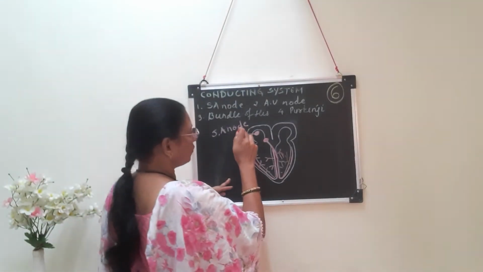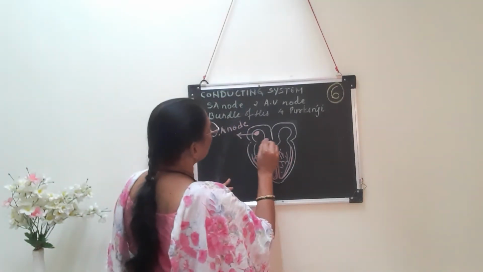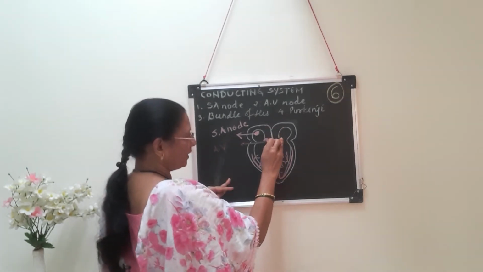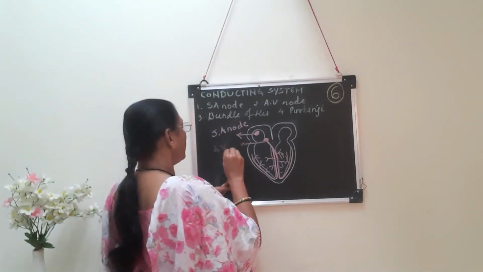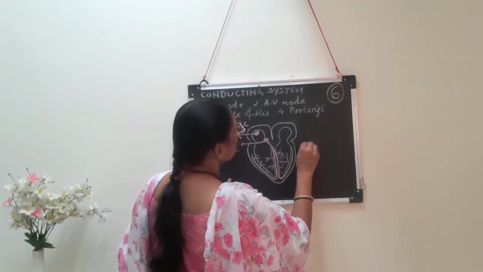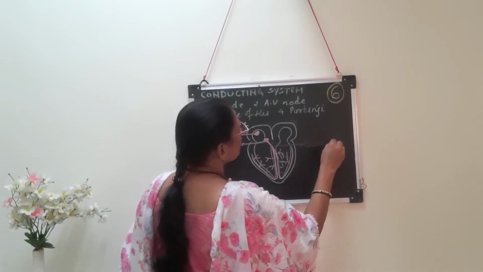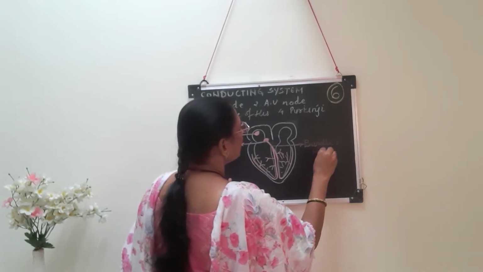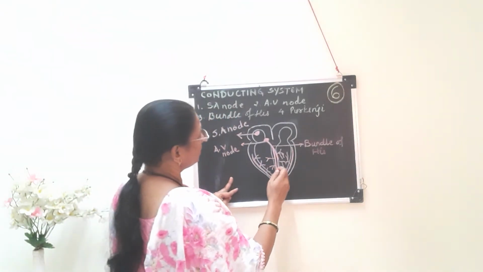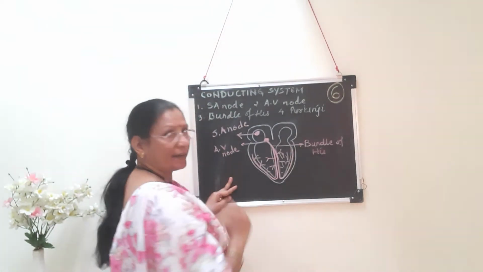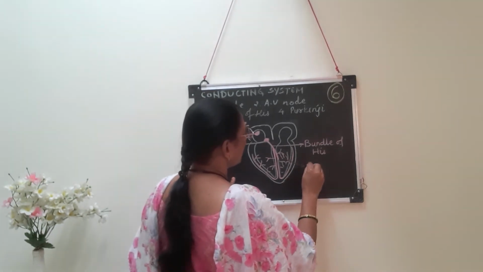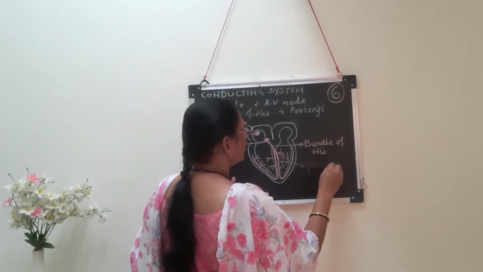So the SA node is on the wall of the right atrium, and the AV node is also on the wall of the right atrium but at the base of the interatrial septum. This is the atrioventricular node. This one is the bundle of His. The bundle of His is present on the interventricular septum, where it divides into 2 branches, and these branches spread over the wall of the ventricles, and the fine network of this bundle of His is called the Purkinje fibers.